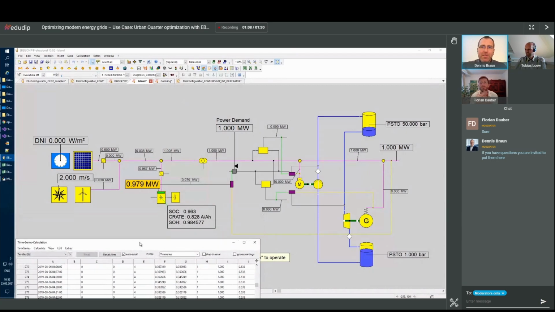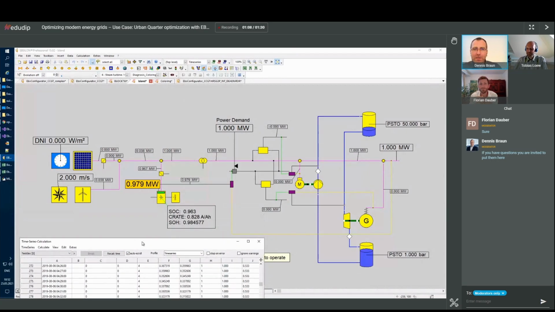So Tobias has a couple of running models here for us, and you can see the storage here, for example, on the right hand side. You can see over time how that works. So the stage is yours, Tobias.